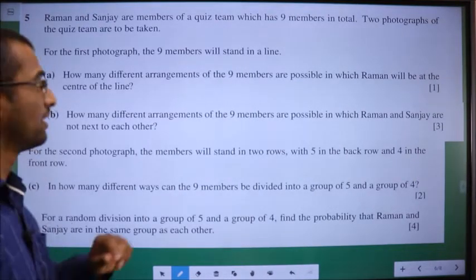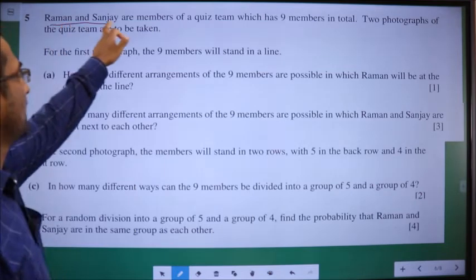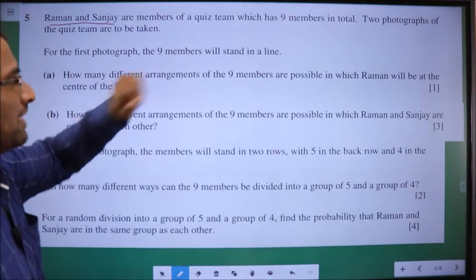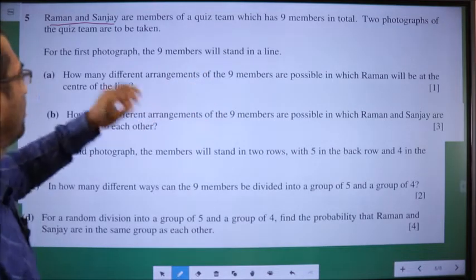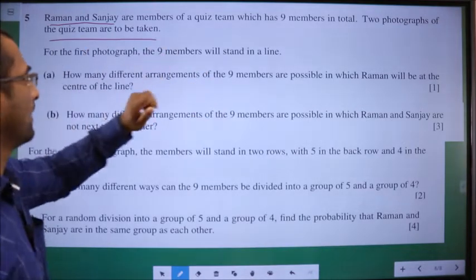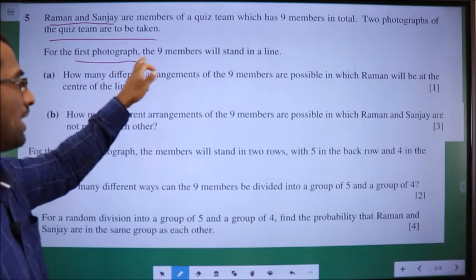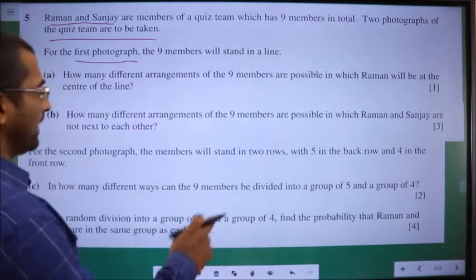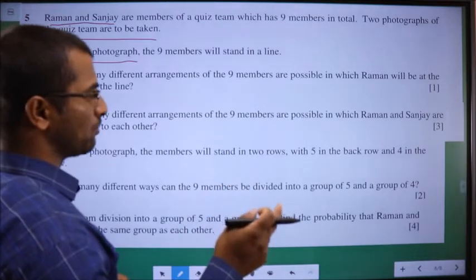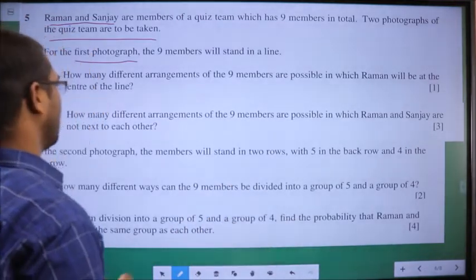Question 5. Raman and Sanjay are members of a quiz team which has 9 members in total. 2 photographs of the quiz team are to be taken. For the first photograph, the 9 members will stand in a line. How many different arrangements of the 9 members are possible in which Raman will be at the center of the line?